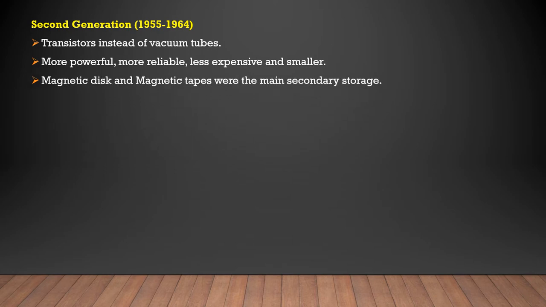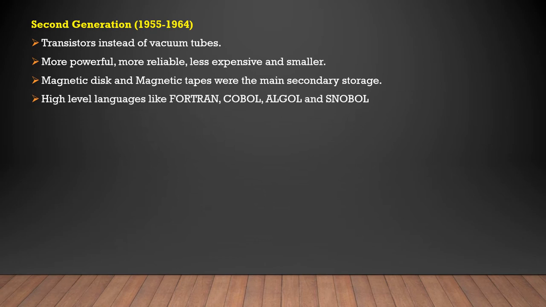Magnetic disk and magnetic tapes were the main secondary storage in the second generation computers. While the first generation computers were programmed using machine language, the second generation computers moved towards symbolic or assembly language. High-level languages like Fortran, COBOL, ALGOL, and SNOBOL were being developed.